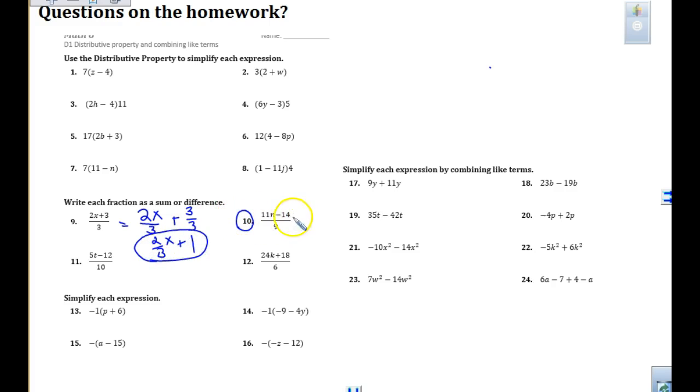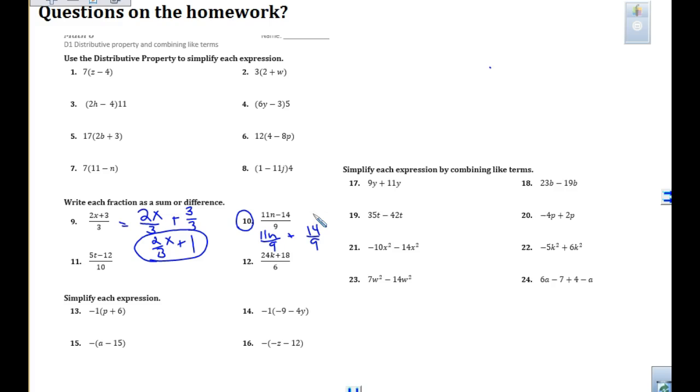In number 10, it doesn't work out quite as nice, but you're going to leave your answer as 11n divided by 9. You're not going to change it to a mixed number. You're going to leave it improper, and 14 over 9. And you're just going to leave it in that form. You're not going to change them to mixed numbers. So when you are doing those problems, that's simply all you have to do. You look at number 10, 11, 12.